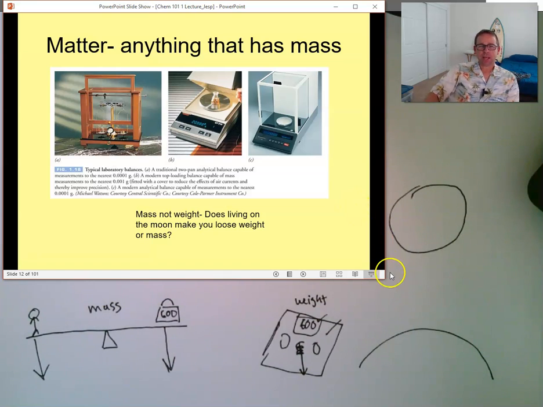Okay, very good. Now, again, there is a difference between weight and mass. And in this class, we're not going to stress it too much, but you want to gradually become aware of that.